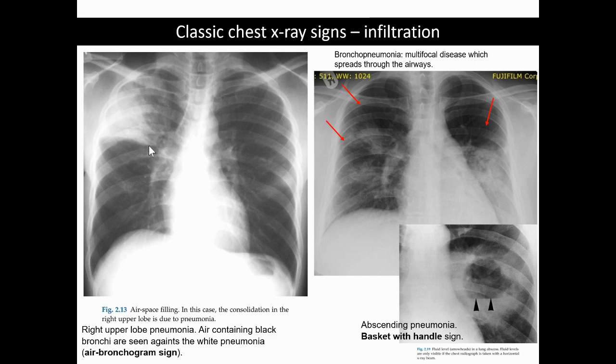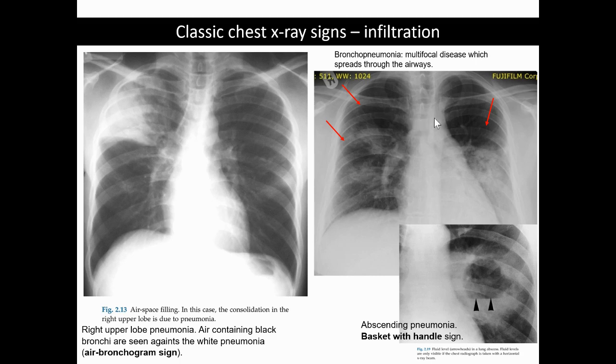Infiltration, as in right upper lobe pneumonia, you can see that over here. Pneumonia, classically lobar pneumonia, classically doesn't get into the bronchi, and so the bronchi will remain air-filled, thus they will remain black on the image. But the pneumonia, the infiltrate, will become white, and this is called an air bronchogram sign.